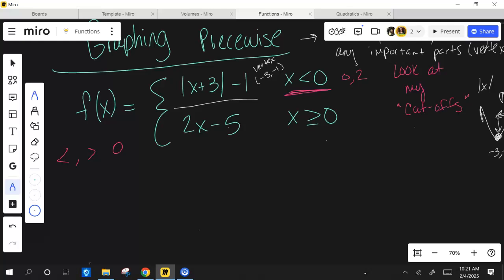All right, so let me just start. I hope some of this starts coming back to you because we did do this. At 0, 2. Now I said another important point was what? The vertex, -3, -1. That's my cutoff here. I plug in my cutoff part: 0 plus 3 minus 1.